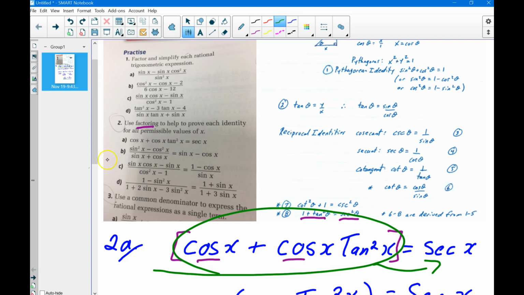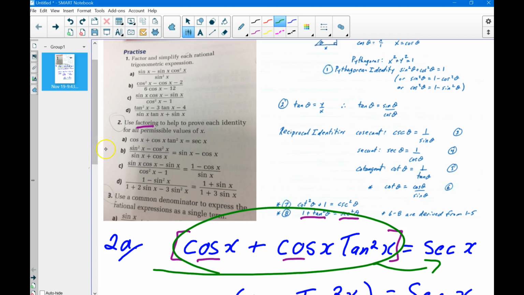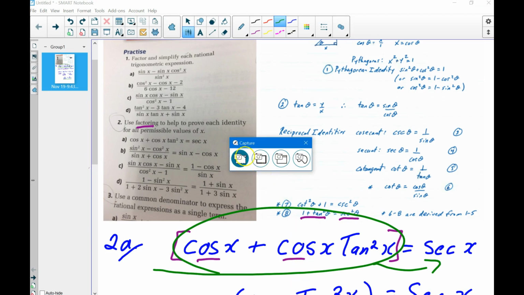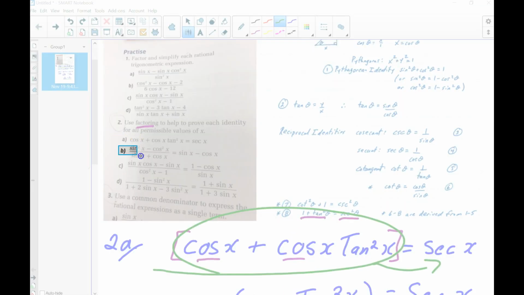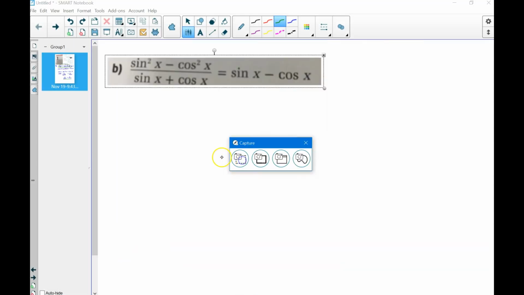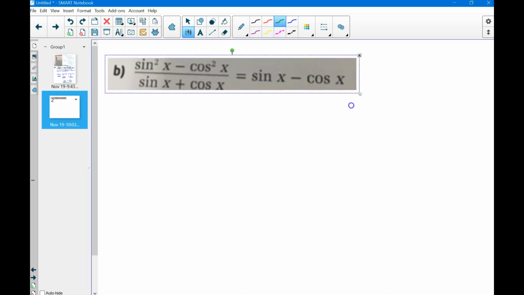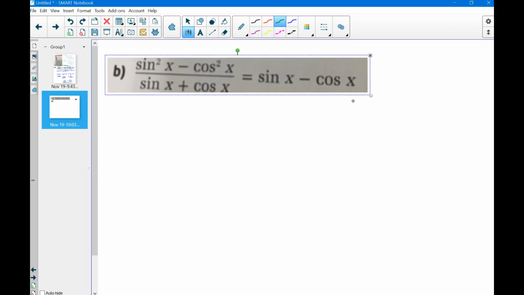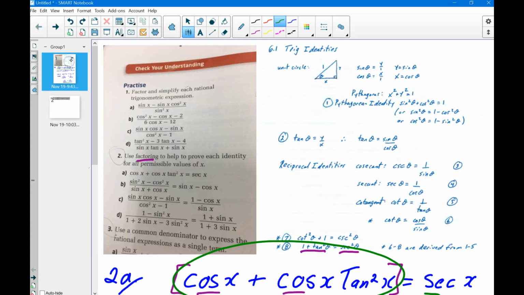Okay, 2b looks crazy. Sine squared x. Let's go sine squared. I'll write this down as a hard part. Maybe I'll do this. It's easier. And I'm going to bring the page over as well. It's not bad. Just so I show you how the identities work.